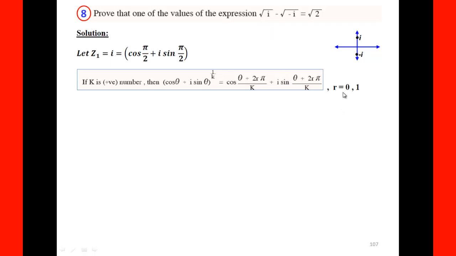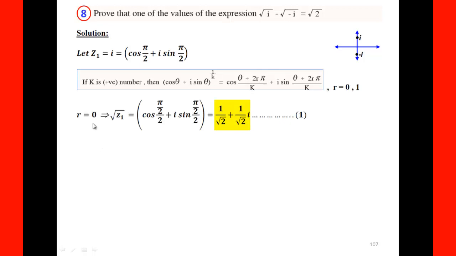Substituting r equals 0, we get the first root, and substituting r equals 1, we get the second root in this form: cosine of theta plus 2r pi over k, such that k is the number of roots. What is the number of roots? It's 2, because we will calculate the square root. The required is the square root, so we have 2 roots when k equals 2. And for r, we substitute r equals 0 once, and another time r equals 1, as follows.